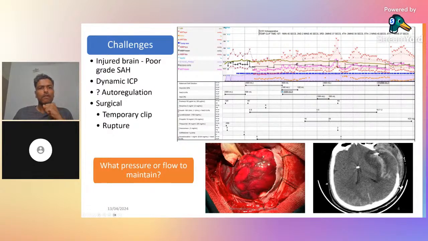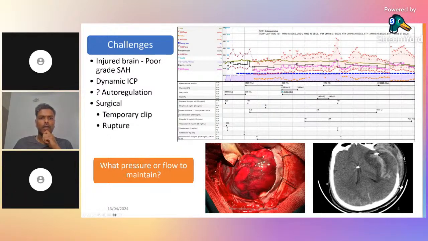Now, there's a lot of important questions we need to ask whenever we deal with such patients. Here it is an injured brain. As we know, he has a poor grade SAH. And here is a picture of his intraoperative phase, where after craniotomy and dural opening, we see brain bulge evident. And it is also evident from his postoperative scan that after clipping, they were not able to put back the bone because the brain was bulging outside. Now, the most positive point is the aneurysm has been secured well.